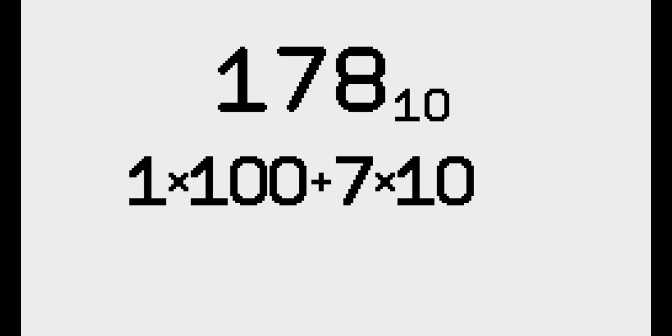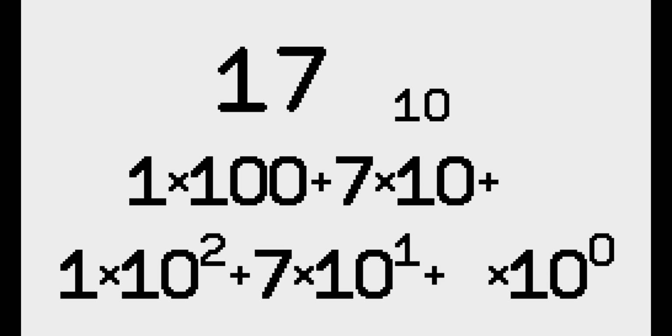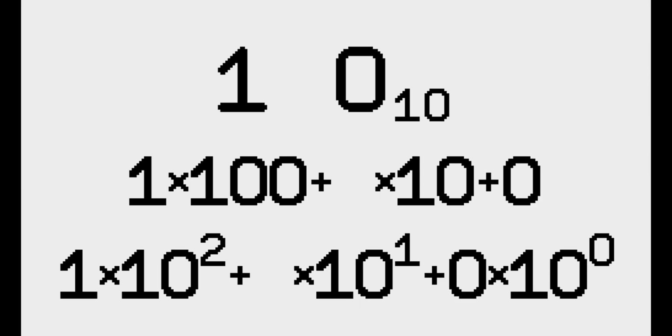178 can also be written as 1 times 100 plus 7 times 10 plus 8, or like this: 1 times 10 squared plus 7 times 10 to the first plus 8 times 10 to the zero, where the base is written with decreasing integer powers. When one of the numbers grows past 9, it is replaced with a 0 and we increment the place value to the left.